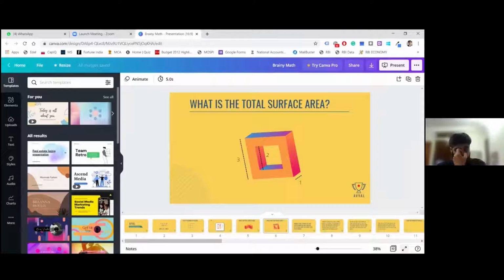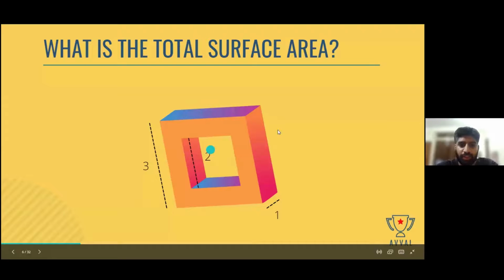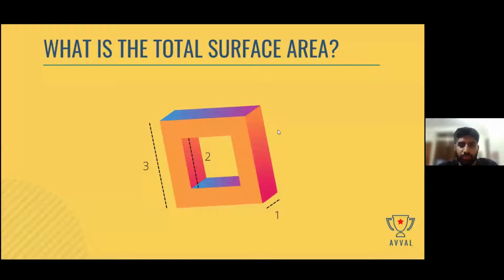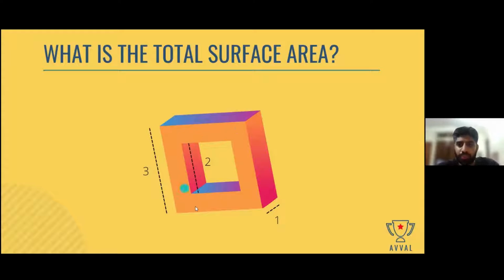Let me put it up on my screen so that you can all see it. So the question that I had given to the class for doing it at home was find the total surface area of this figure. Alright, so to find the total surface area of this figure, firstly you have to understand what are the different types of surfaces. So I think there are 3 kinds of surfaces here.